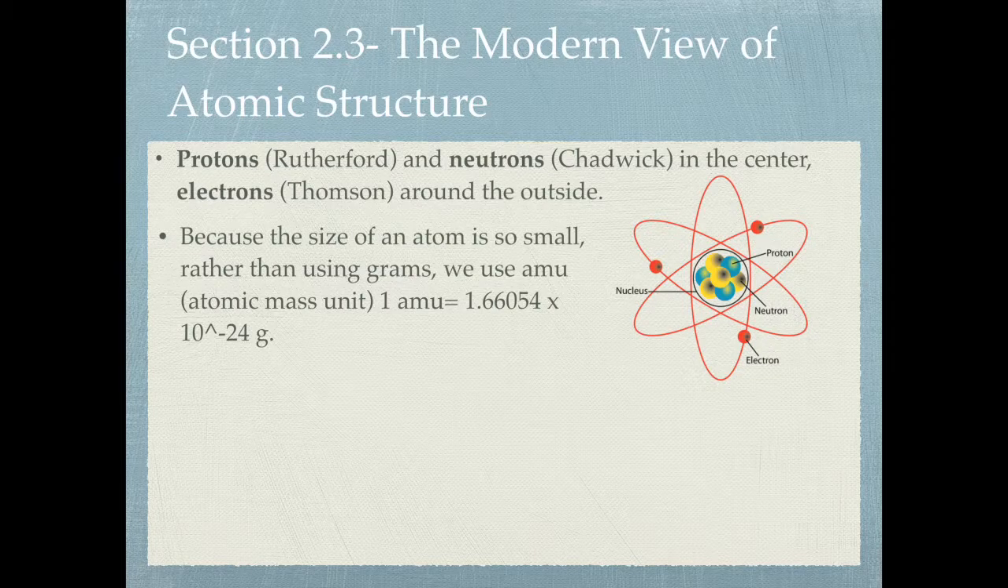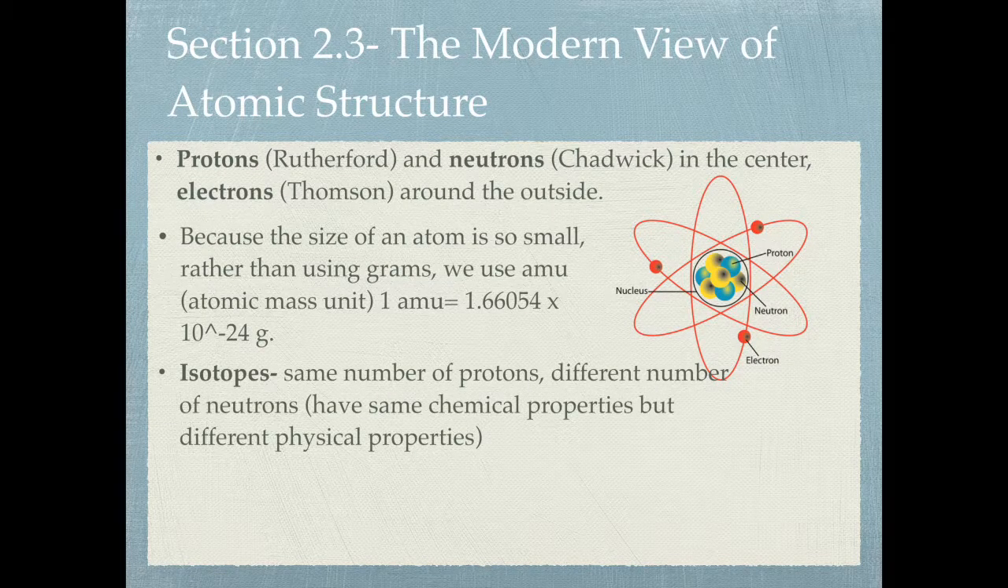Now, because the atom is so small, rather than talking about the mass in terms of grams, we use the unit AMU, which stands for atomic mass unit. So 1 AMU actually equals 1.66 times 10 to the negative 24th grams. So it is a very, very small number. So when we're talking about atoms, their mass is actually very small.